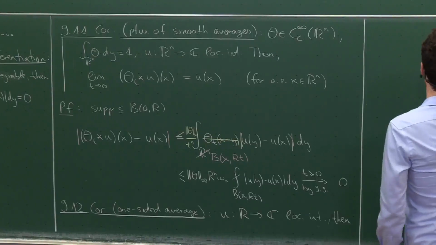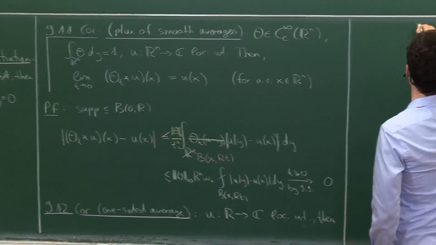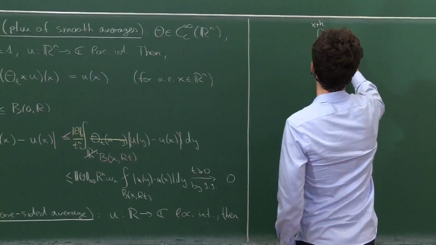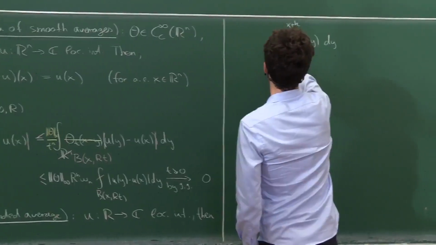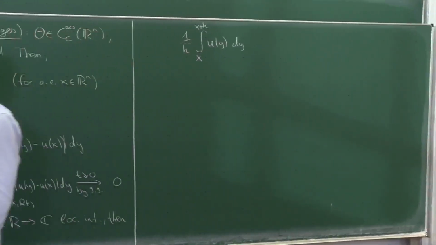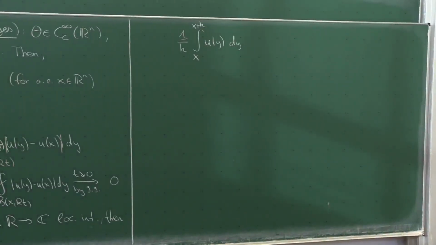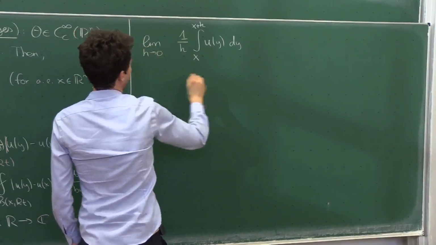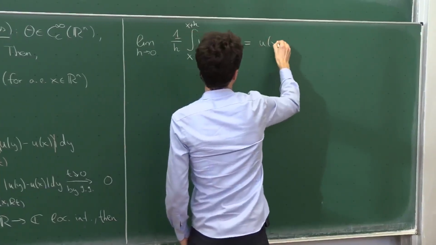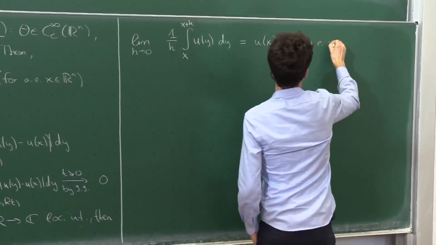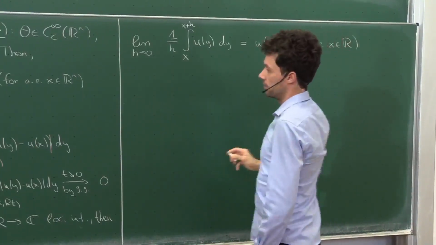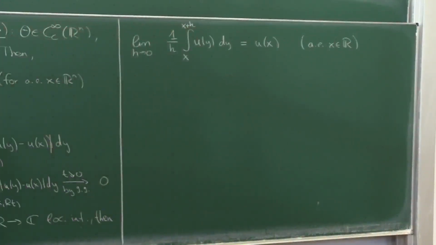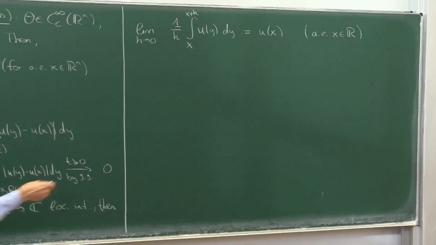So if I take the integral from x to x plus h of u of y dy, and I'm going to normalize by dividing by h, and now h can be positive or negative and the integral becomes oriented as usual. Then taking the limit as h goes to 0, this gives me back u of x, again for almost every x in R. You see, so that's somehow one side of a fundamental theorem of calculus.